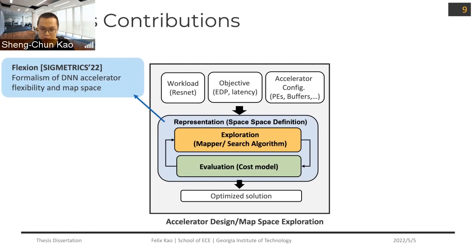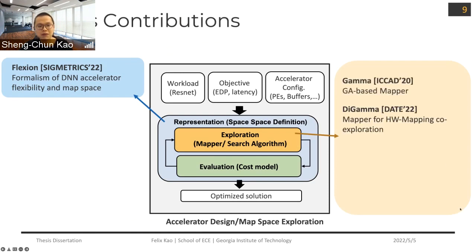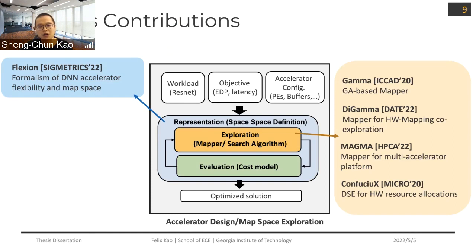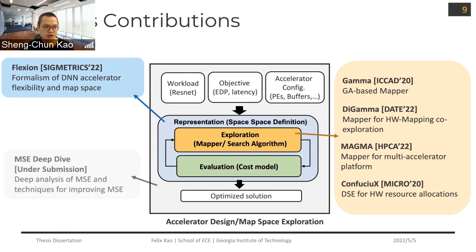So for map space definition, we have a work called Flexion, which formalizes the relationship between DNN accelerator flexibility and map space. We also have some works on mappers. For example, GAMMA for a GA-based mapper, DiGamma for hardware and mapping co-exploration, MAGMA for a mapper for multi-accelerator platforms, and Confuciux for DSE for hardware resource allocation. And finally, we have a work on MSE deep dive, which gives some analysis on the MSE and proposes some techniques to improve it. In this talk, we'll focus on these three.